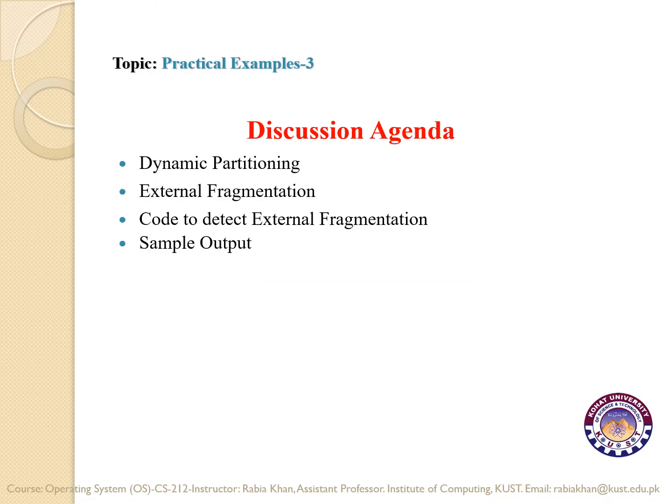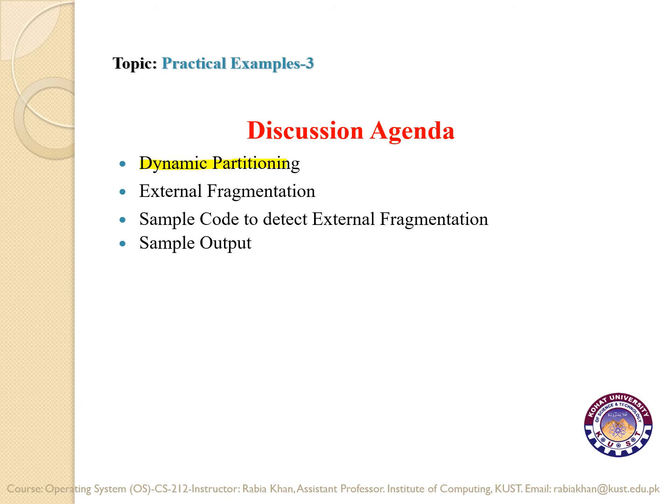The discussion agenda is in front of you. We would recap the dynamic partitioning as we have discussed in chapter 6. Main memory is partitioned in two ways: fixed partitioning and dynamic partitioning. So in today's lecture, we would recapitulate the dynamic partitioning and also the problem it brings. The problem is external fragmentation. What is it and how can we code it to detect external fragmentation? So we would write a code snippet for detecting the external fragmentation issue and also observe its sample output. So let's start.